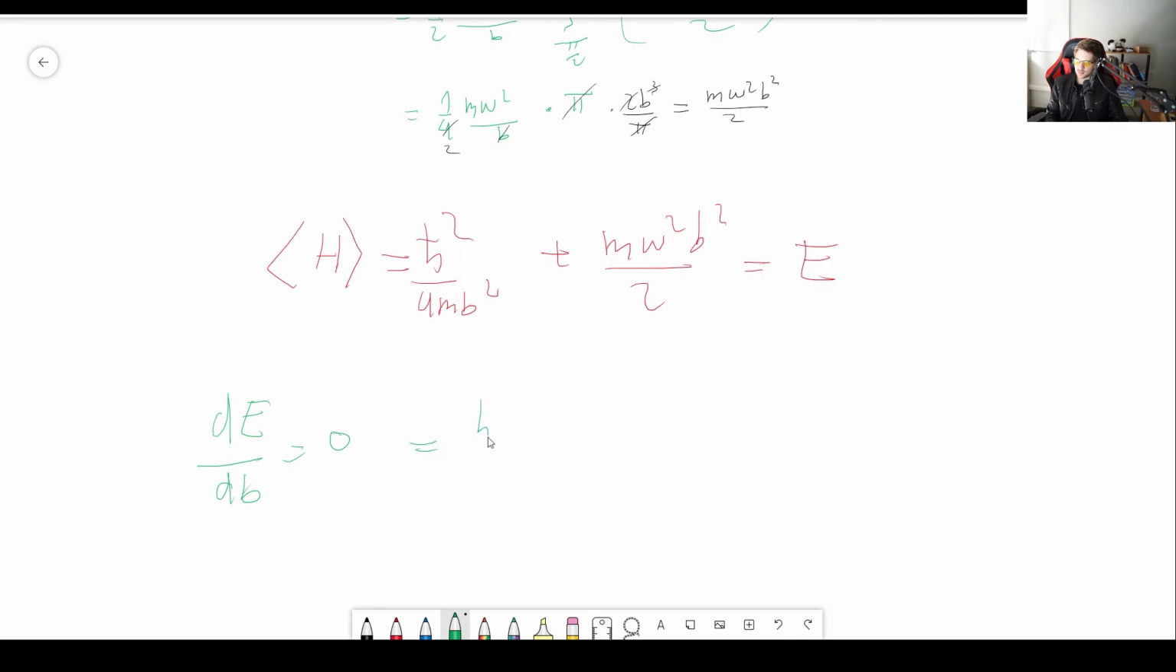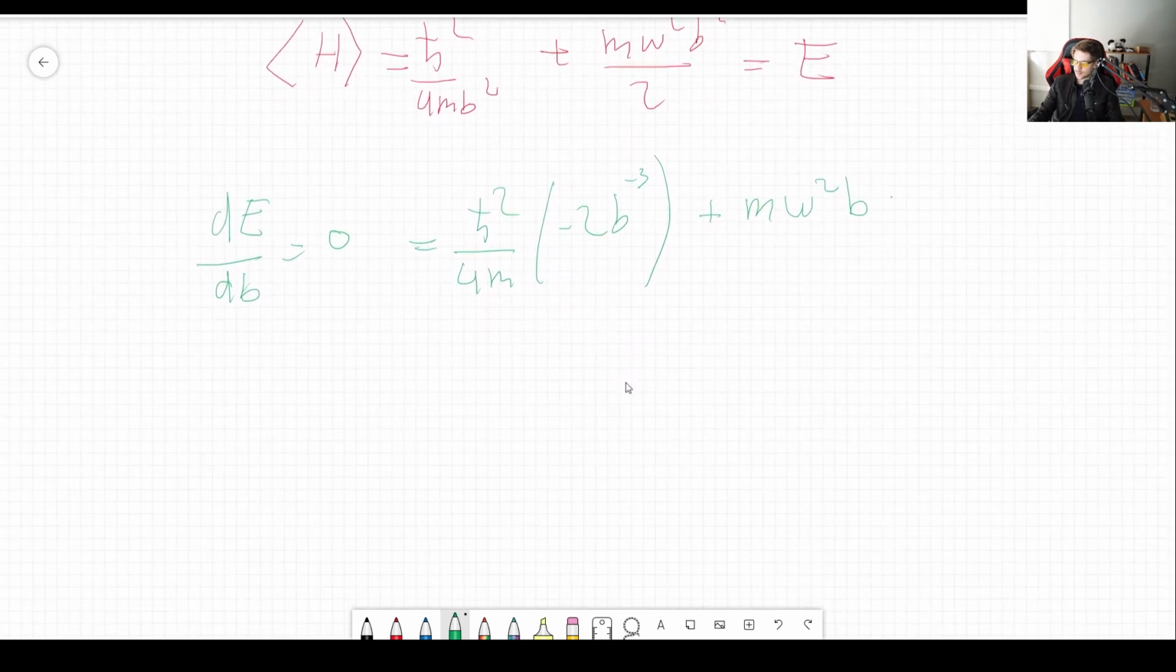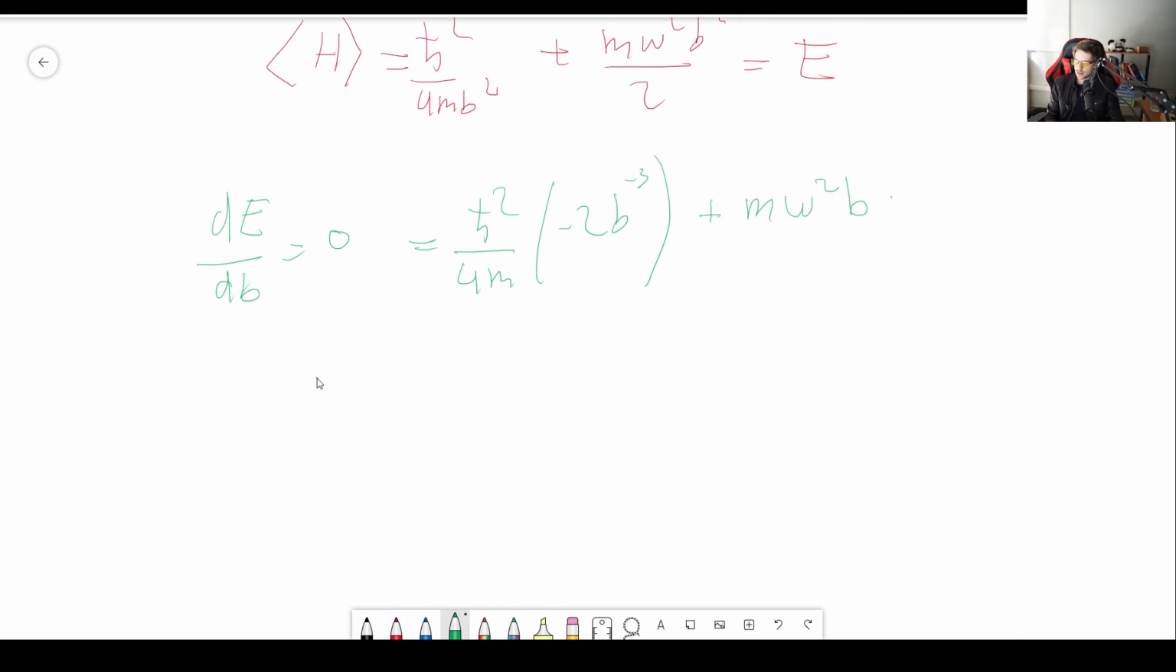So deriving this first part, let's see, h bar squared over 4m, and then we have b to the minus 2. So we get minus 2b to the minus 3. And then let's see, plus m omega squared, and then we get 2b. The 2 cancel out, and we get another b here. Okay. So let's see. Now, this would be h bar squared over 2m b cubed. This is equal to m omega squared b.